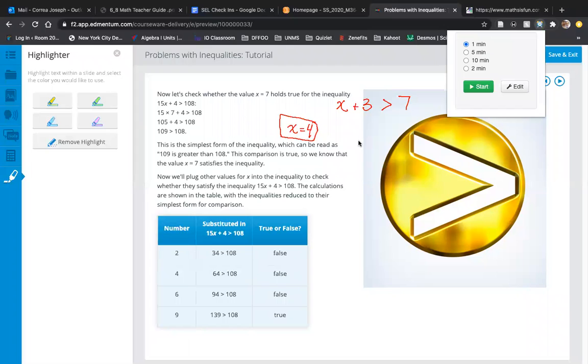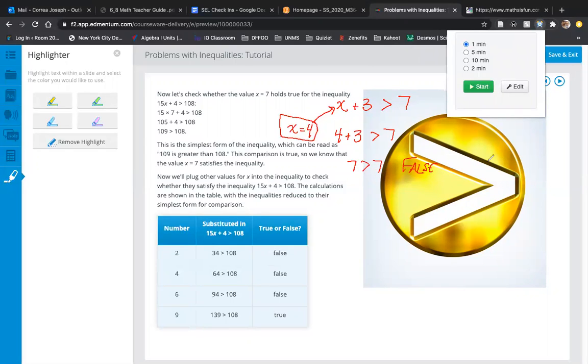Okay, so let's see what happens if we try this. If x is equal to 4, all we're doing is replacing the value of x. So 4 plus 3 greater than 7 gives me the statement 7 is greater than 7. Is the number 7 greater than the number 7? No. So this here is actually a false statement.